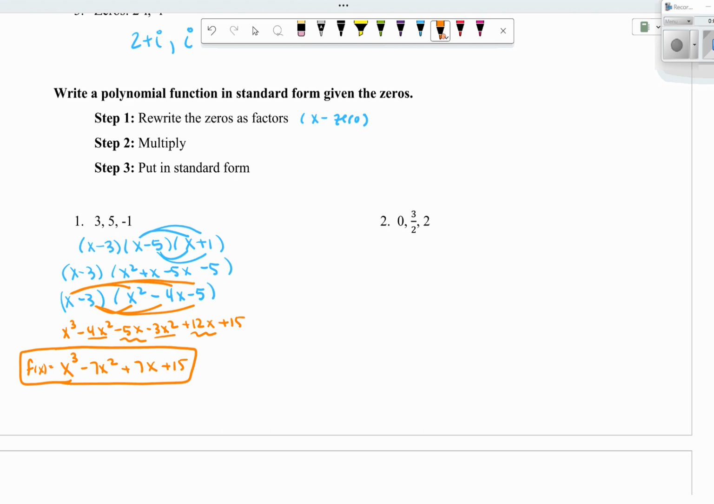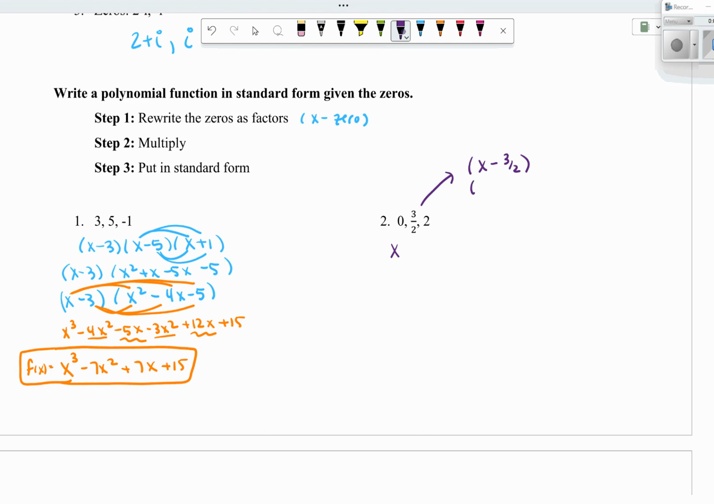Down here, same thing for the next one. This one we have x minus 0, which you can write as just x. You can write minus 0 if you want, but it's not necessary. And then remember we talked about writing fractions as zeros, or fractions as factors, I should say. x minus 3 halves is the way that you could write it, but we don't like working with decimals and fractions and multiplying to put it in standard form.